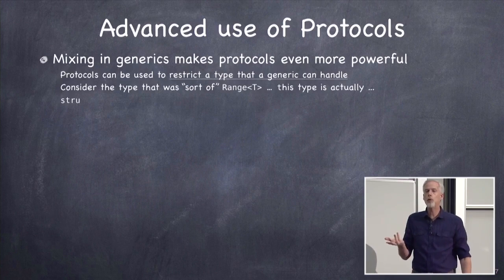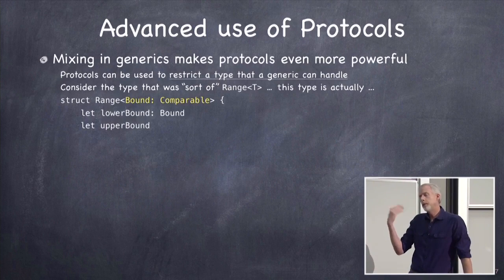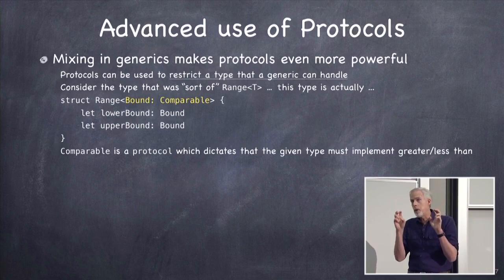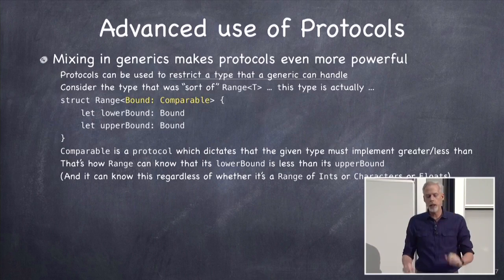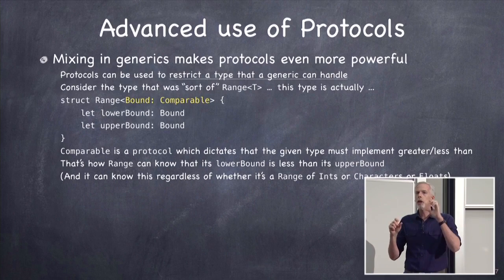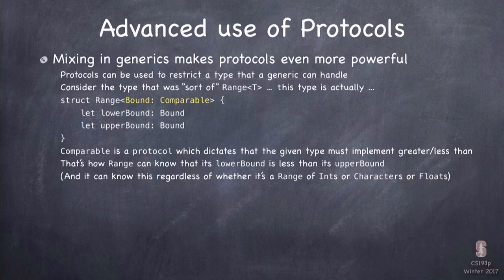So here's an example, which is Range. When I showed you Range a few lectures ago, I said it was sort of Range<T>. Okay, the reason it was only sort of Range<T> is because actually it's Range<Bound>, where Bound is just a variable name basically for that type, colon Comparable. Okay, so a Range can only be a range of things that implement the protocol Comparable. Luckily, Ints implement Comparable, Floats implement Comparable, Characters and Strings implement Comparable, etc. So these things all implement Comparable, so you can have a range of Ints, a range of Floats, whatever.